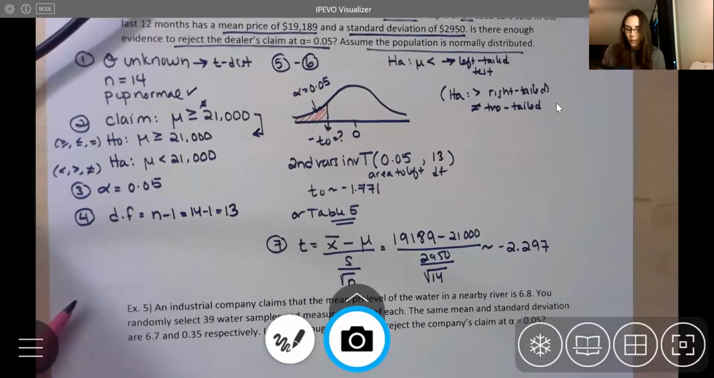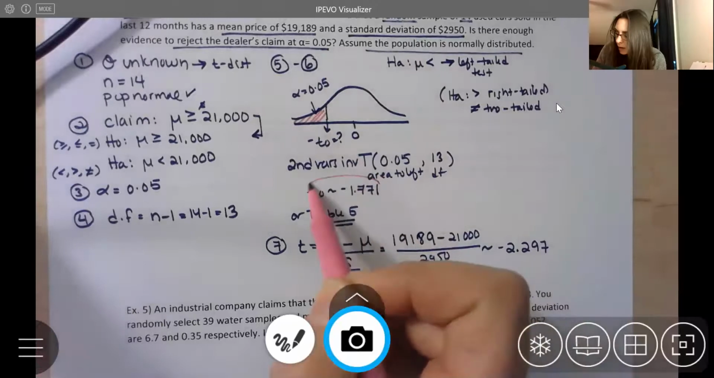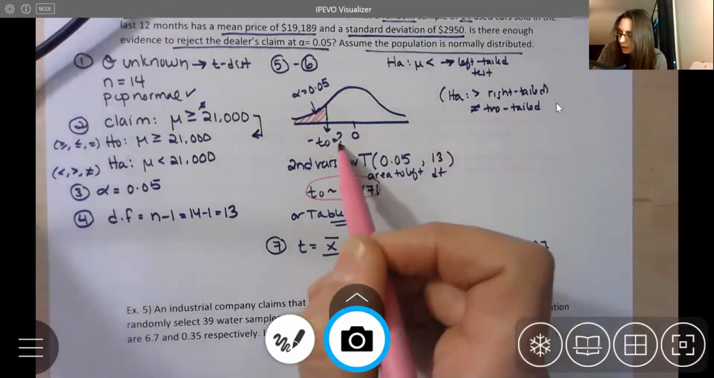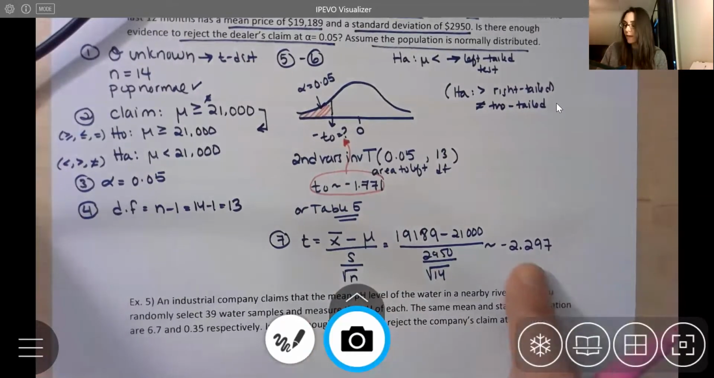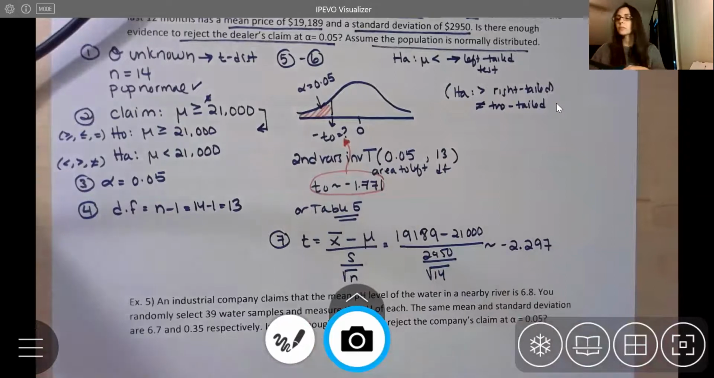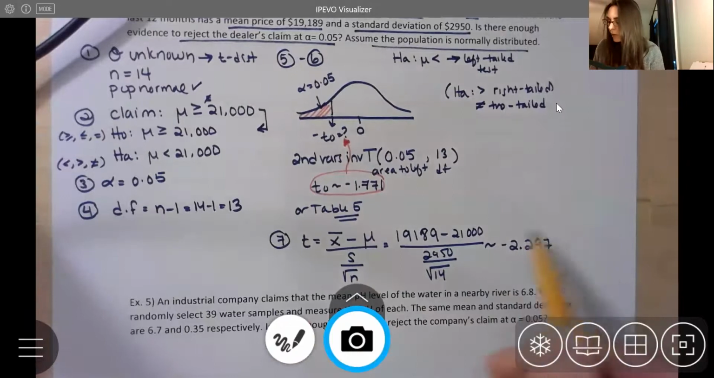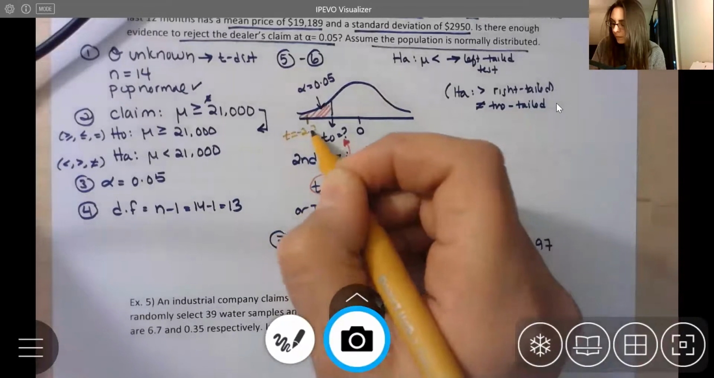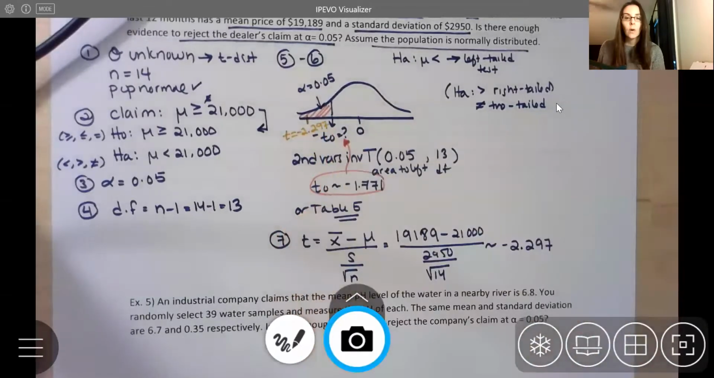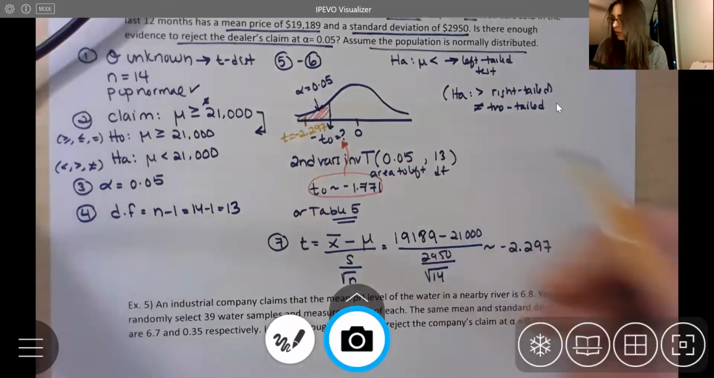So once we have that, we're going to go back up to our table here and see where this value lies. Now, our critical T here, or that rejection region for our T, is negative 1.771. Now, this value is smaller than that, right? So this value is smaller. It's going to be somewhere over here. So that value definitely lies in that rejection region, right?